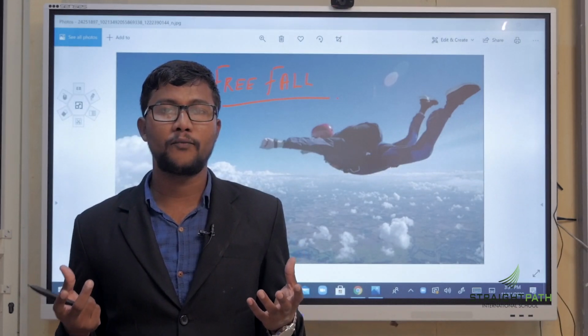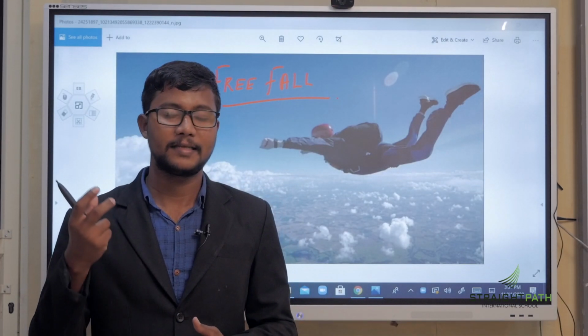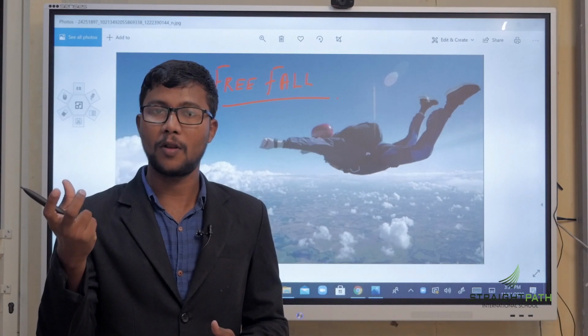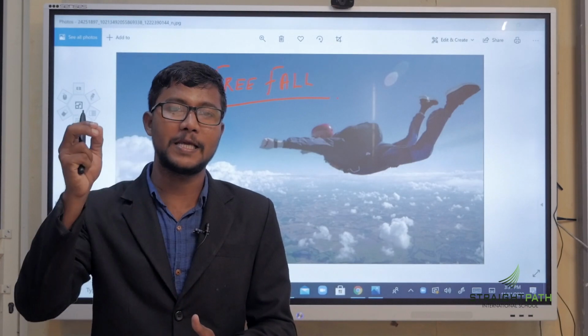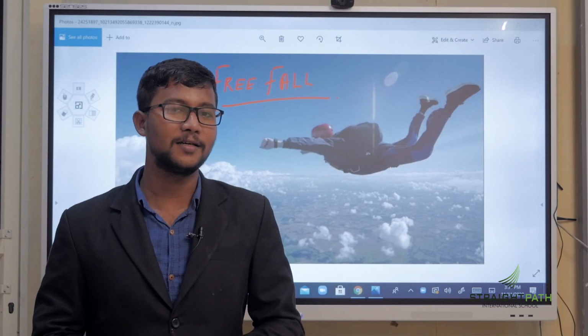Take two balls of different masses. For example, take a cricket ball as well as a football, and drop both balls at a time from the same height. Which ball will reach the earth first?